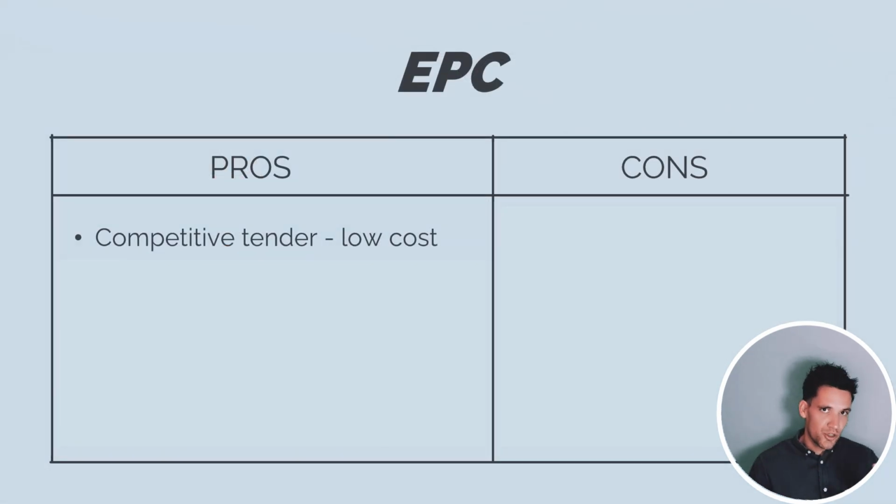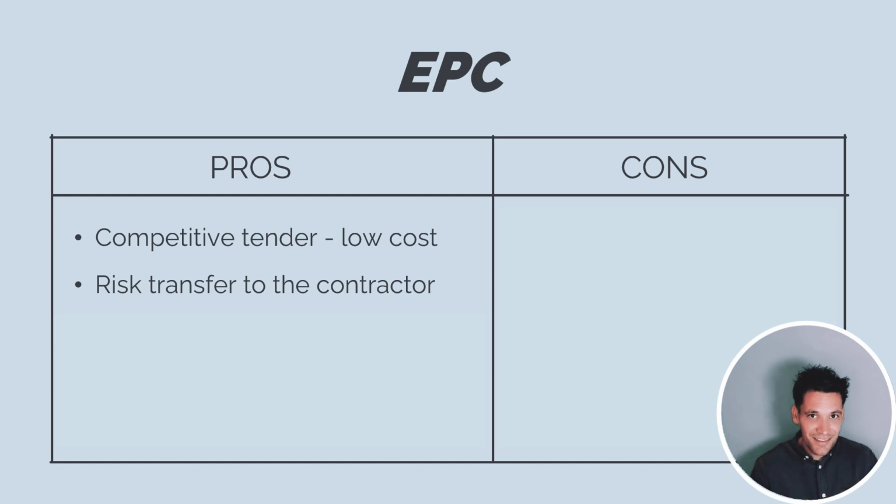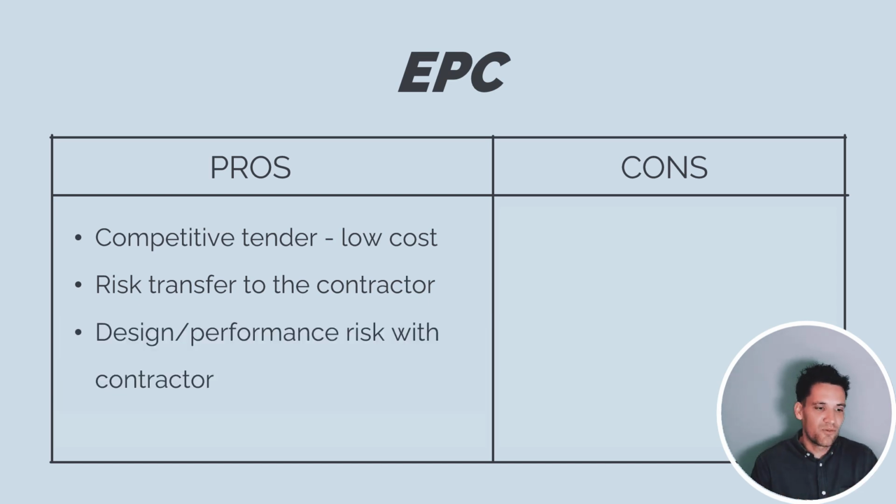Okay, so in terms of pros and cons for the owner, you get competitive tender between contractors, assuming there's enough contractors in the market. The risk is completely transferred to the contractor, including both the design and the performance risk, and there's very limited owner involvement needed. The owner has outsourced everything to the contractor. They more or less don't need to do anything.